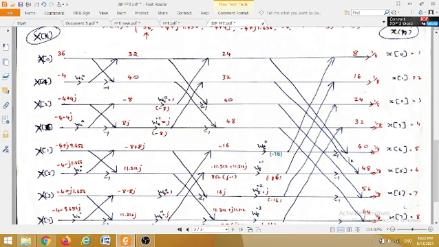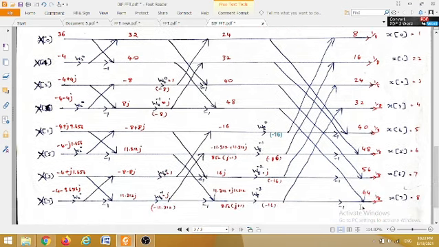Similarly here 24, and this minus 16 is multiplied by minus 1, so it becomes plus 16. So 24 plus 16 is 40, 40 into 1 by 8 is 5. 32 plus 16 is 48, 48 into 1 by 8 is 6. 40 plus 16 is 56, 56 into 1 by 8 is 7. And 48 plus 16 is 64, 64 into 1 by 8 is 8.